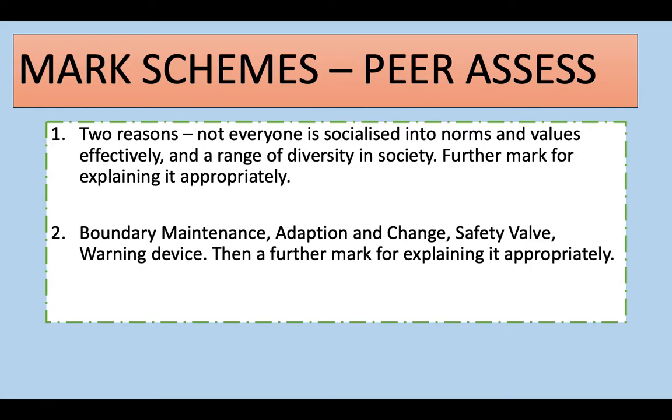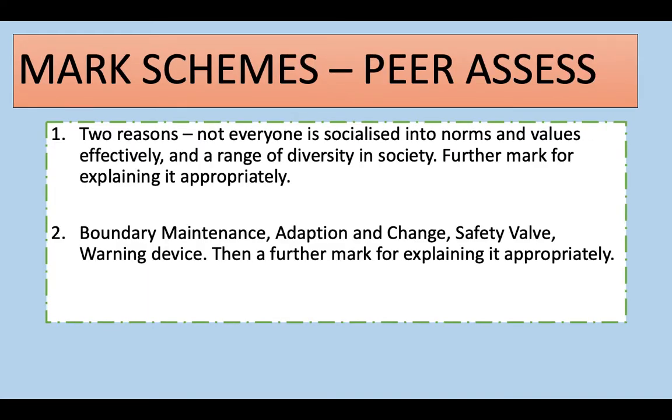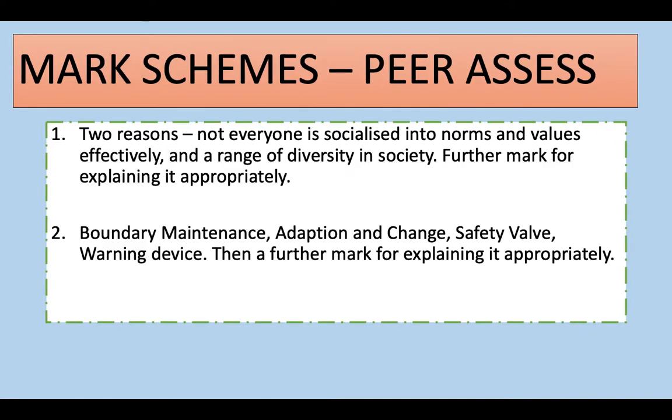Mark scheme. For outline and explain 2 reasons why functionalists argue crime is inevitable, you have to state 2 reasons clearly. They will get you 2 marks. So not everyone is socialized into norms and values effectively, and the range of diversity in society. They are 2 reasons. You will get a further mark for explaining it appropriately. We've already been through that. This is almost like your self-assessment you can do. Question number 2, outline and explain 2 positive functions of crime and deviance for society. Well, boundary maintenance and adaptation and change, safety valve or warning device, then a further mark for explaining it appropriately.